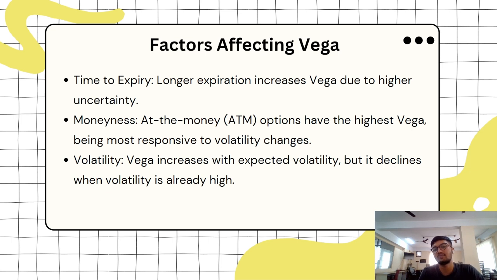Vega increases with expected volatility, but it declines when volatility is already high. When the VIX is super high, there's a chance Vega decreases because the volatility is already very high. From high, it will go down. From low, it'll go up. So if you think volatility is very low now and is going to increase, there's a chance of you making money because eventually the volatility will increase, and so will your option premium.